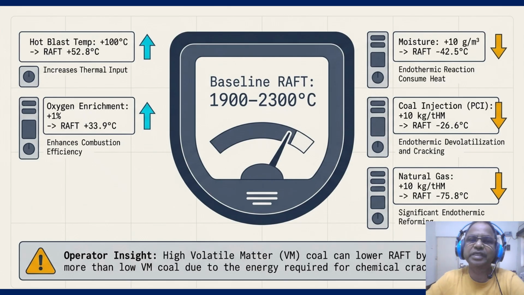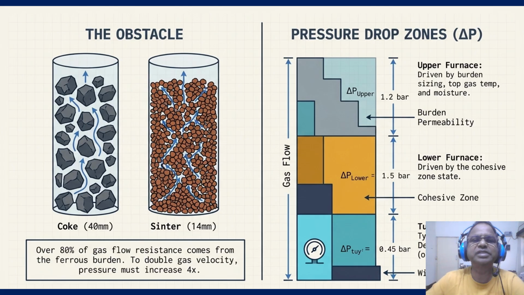While thermal balance is key, the gas must actually be able to flow through the furnace to do its work. So coming to our aerodynamic and pressure drop part, as you can see, the aerodynamics are the final frontier of the control. On the left, compare the coke cylinder to the center cylinder. The center is a smaller 14 millimeters versus 40, and follow those blue arrows. The gas has to twist through much tighter gaps. Over 80% of your gas flow resistance comes from that ferrous burden.